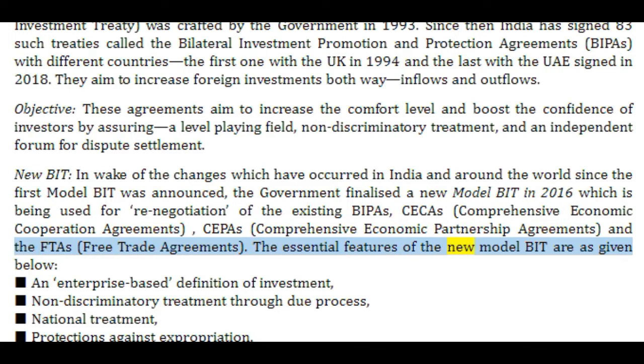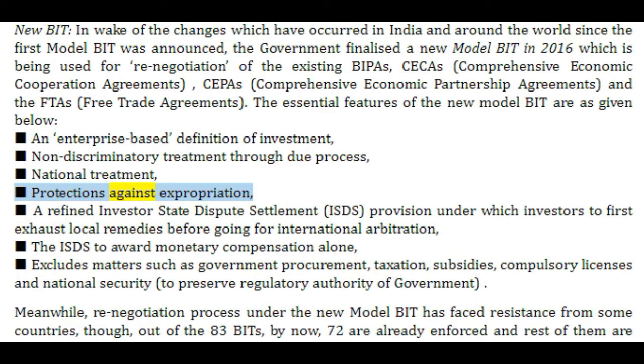The essential features of the new model BIT are as given below: an enterprise-based definition of investment, non-discriminatory treatment through due process, national treatment, protections against expropriation, a refined investor-state dispute settlement, ISDS, provision under which investors first exhaust local remedies before going for international arbitration. The ISDS is to award monetary compensation alone, and excludes matters such as government procurement, taxation, subsidies, compulsory licenses, and national security, to preserve regulatory authority of government.